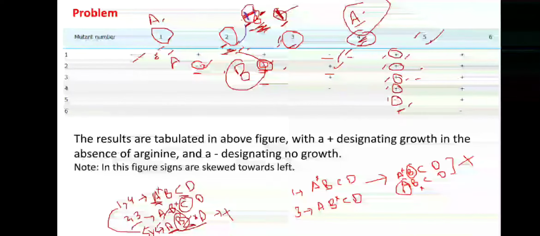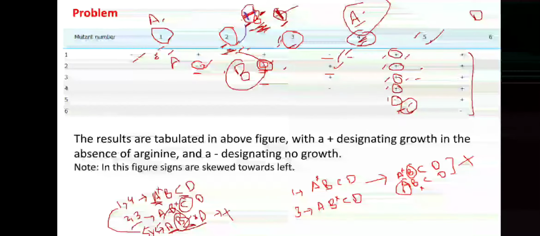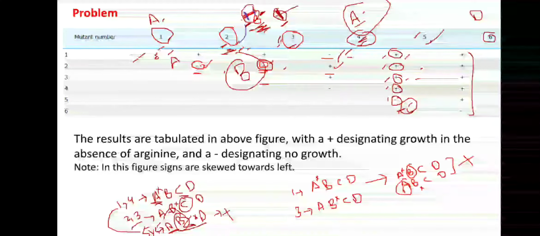So this means a C gene is mutated in the fifth mutant. Some other gene, a third gene, is involved here. And I hope now you can calculate for this. You will find that a gene D is mutant in the sixth mutant.